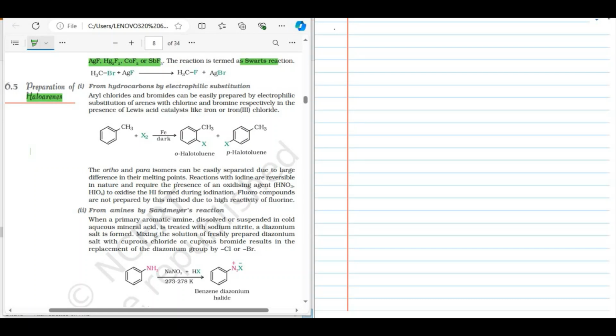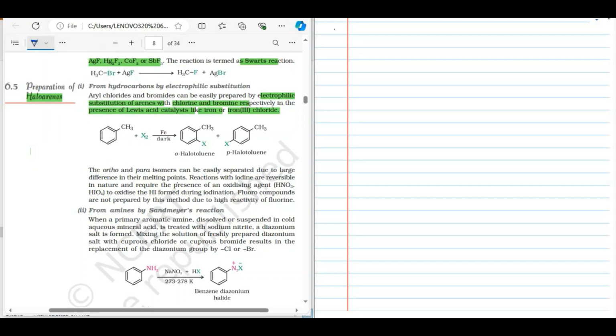Today we are going to discuss the preparation methods of haloarenes. Here the first method is given: from hydrocarbon by electrophilic substitution reaction. So let's read from the book. Aryl chloride and bromide can be easily prepared by electrophilic substitution of arenes with chlorine and bromine respectively in the presence of a Lewis acid catalyst like iron or iron(III) chloride.